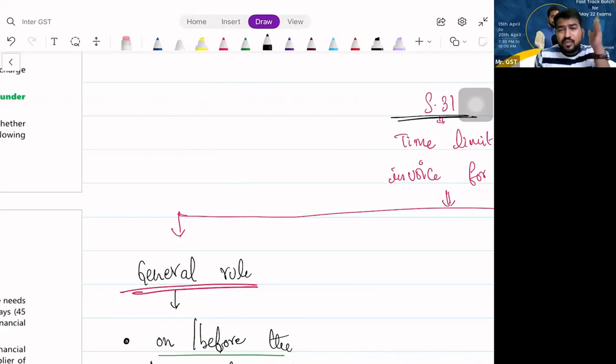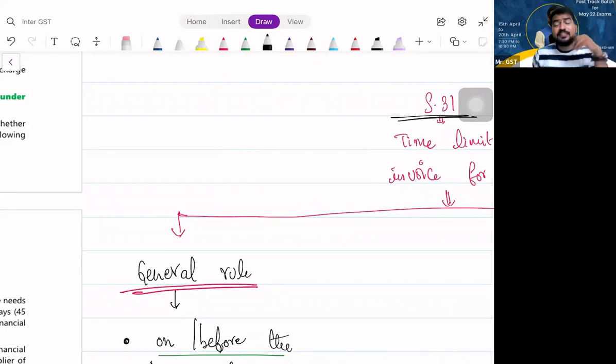Now, sir, goods, what is the time limit to raise invoice? If there is movement of goods, on or before removal. If there is no movement of goods, on or before making it available or delivery to the customer. If it is continuous supply of goods, periodical statements, periodical payments, as the case may be. If it is goods sent for sale on approval basis, time of supply, that is when they are accepted, or 6 months from the date of removal, whichever is earlier.